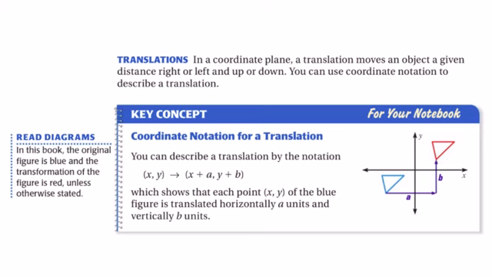So for a translation, we're going to work through a couple of examples here with coordinate pairs. A translation is, yet again, moving an object a specific distance up, down, left, right. So you can use coordinate notation to describe the translation. And what we're going to end up doing is utilizing this little formula. x plus a is going to be my horizontal shift in the x direction. And then y plus b is going to be b units vertically up or down.